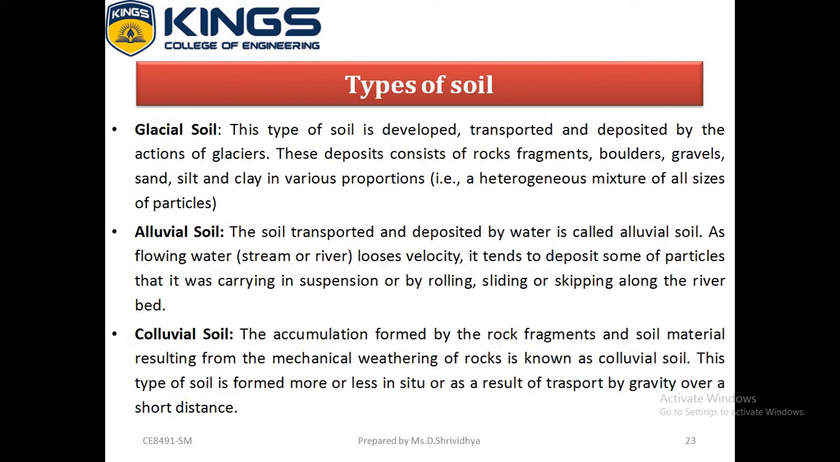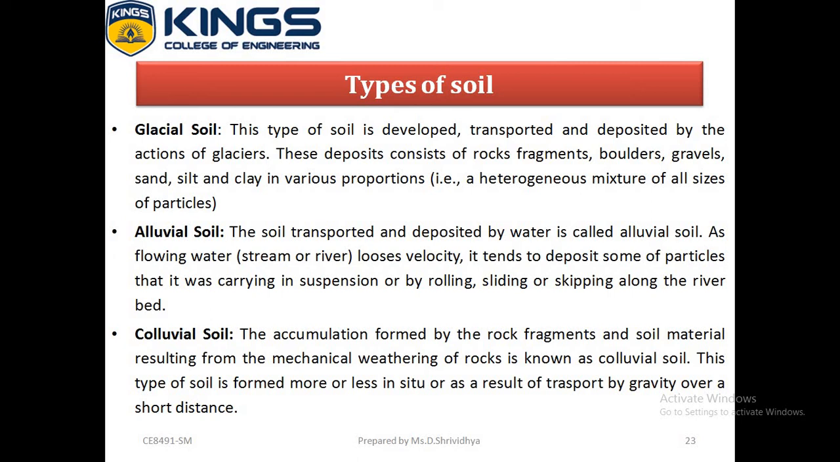Next, let me see some other important soils forming the earth's surface: glacial soil, alluvial soil, colluvial soil. First we see what is glacial soil. This type of soil is developed, transported and deposited by the actions of glaciers. These deposits consist of rock fragments, boulders, gravels, sand, silt and clay in various proportions. That is a heterogeneous mixture of all sizes of particles in glacial soil.